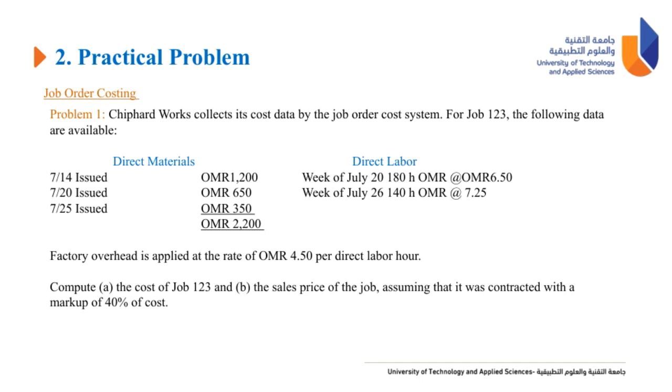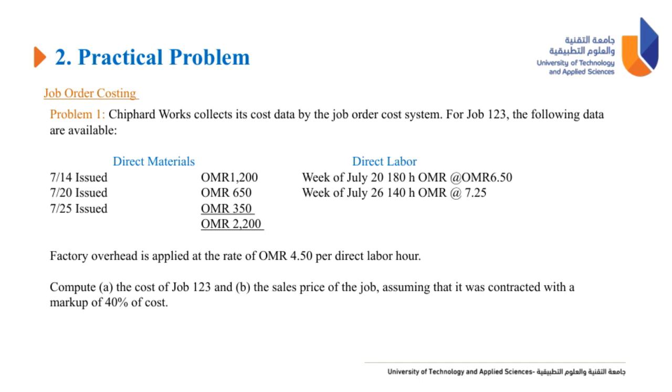To find the total direct labor cost, we multiply hours by the respective hourly rates. That gives us 180 hours times OMR 6.5 and 140 hours times OMR 7.25. Now, factory overhead is applied at OMR 4.5 per direct labor hour. So, we need to calculate the total labor hours, which is 180 plus 140 hours, totaling 320 hours. Multiplying 320 hours by OMR 4.5 gives us the total factory overhead applied.